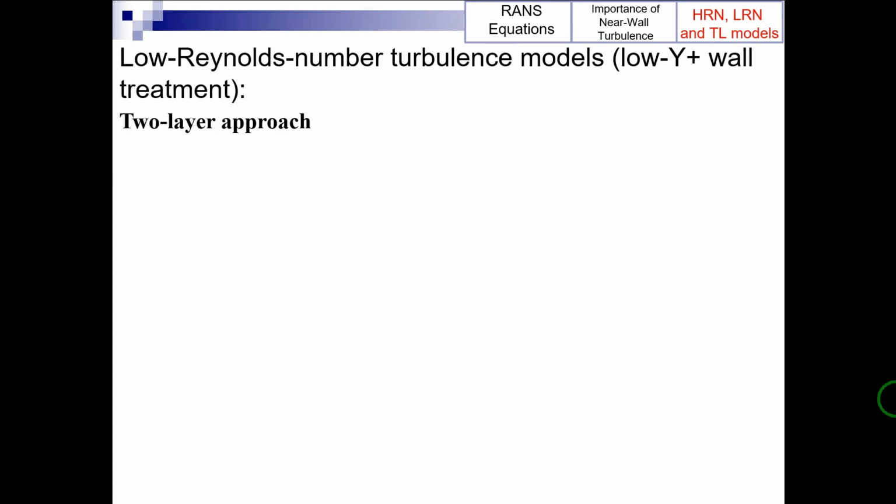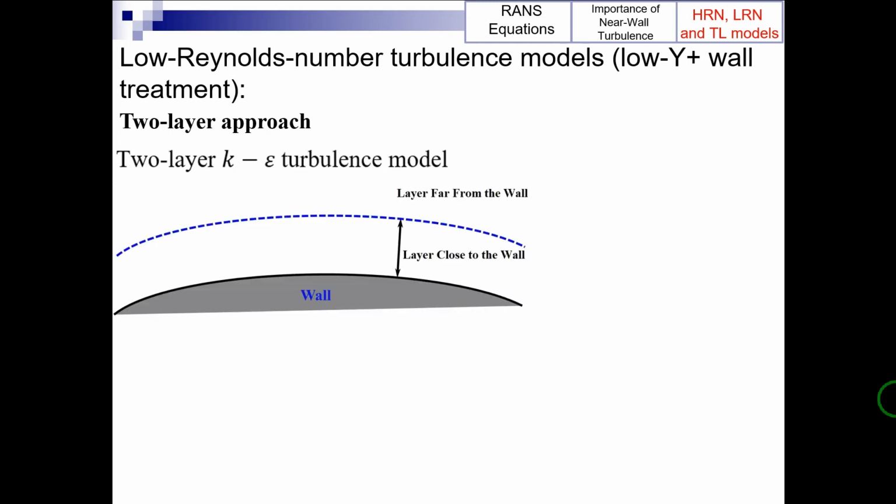The second approach, which is called the two-layer approach, is solving different equations near the wall for one or more turbulence variables. As an example, we can mention the two-layer K epsilon turbulence model. The computation is divided into two layers. In the layer close to the wall, both the dissipation rate and eddy viscosity are specified as a function of wall distance. However, the equation for the turbulence kinetic energy is solved across the entire flow domain.